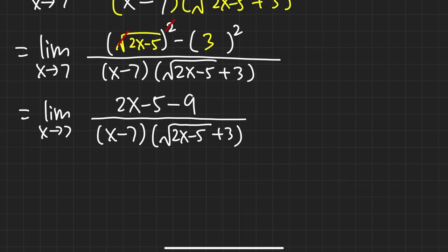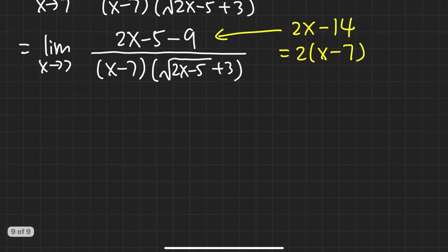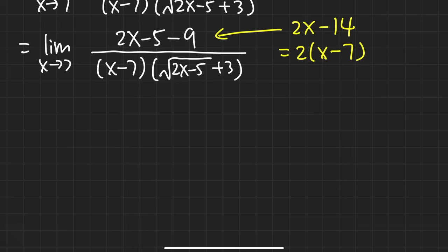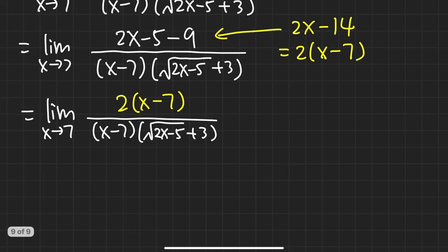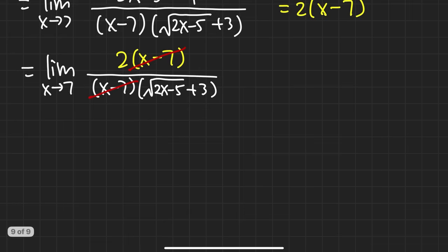Okay, keep going with the top. Let me just indicate that right here. That's just 2x minus 14, and we can factor out 2. So for the top, it's just 2 times x minus 7. And then the bottom stays the same. And then as you can see, we can cancel the x minus 7. Very nice, right?